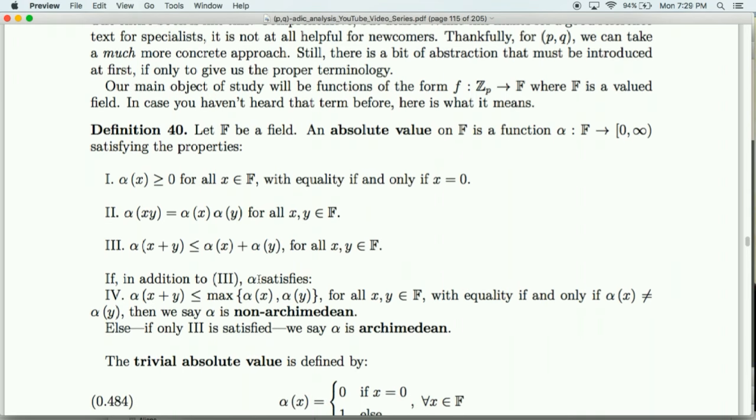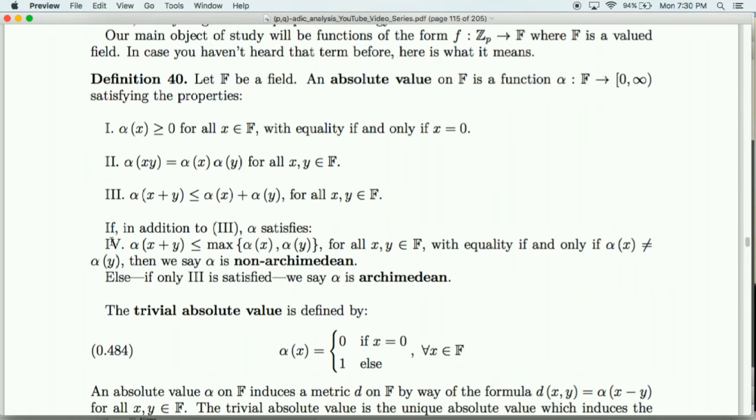If, in addition to 3, alpha satisfies the ultrametric or strong triangle inequality, we say alpha is non-Archimedean. The ultrametric inequality is that alpha of x plus y is less than or equal to the maximum of alpha of x and alpha of y, with the caveat that this is an equality if and only if alpha of x and alpha of y are different. Thus, if alpha of x and alpha of y are different, this is equality. And if this is an equality, alpha of x and alpha of y are different. And if they're the same, then it's a strict inequality.